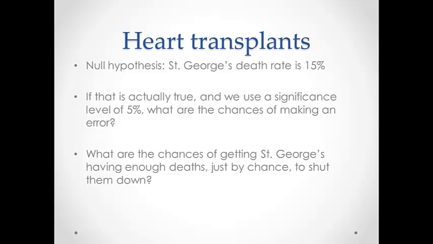The null hypothesis is that St. George's death rate is 15%. That's the national average. Now, if that is actually true, that is, St. George's death rate is 15%, they're no better, no worse than the typical hospital, and we use a significance level of 5%, what are the chances of making an error? In other words, what are the chances of getting St. George's having enough deaths just by chance to shut them down?